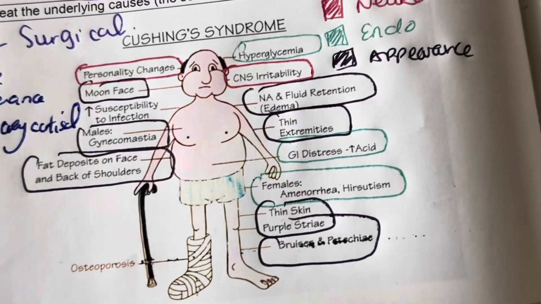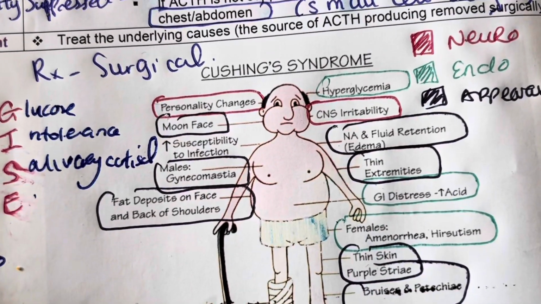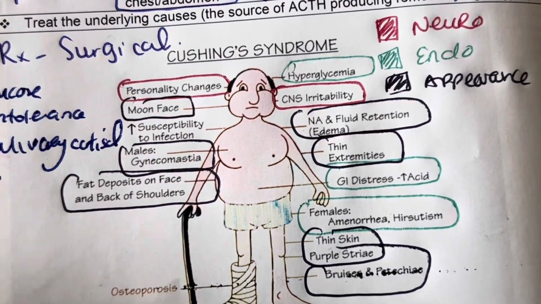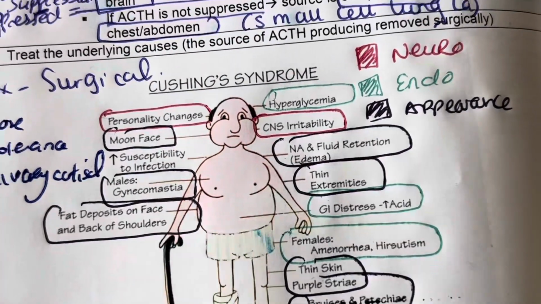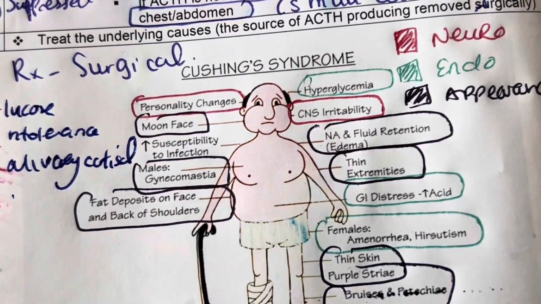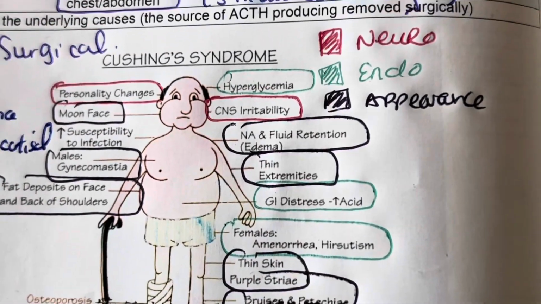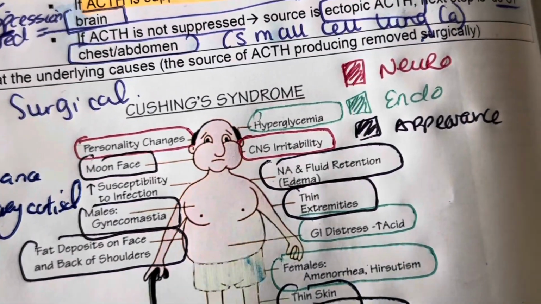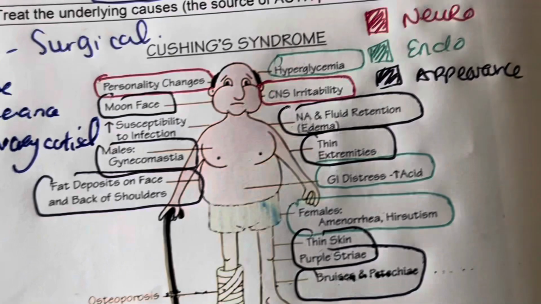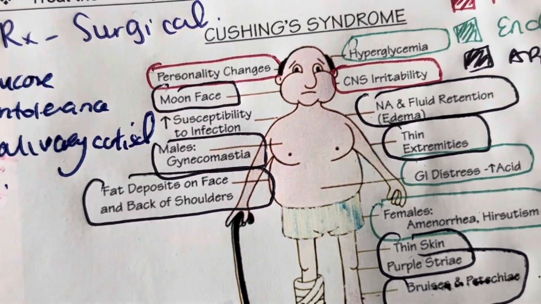And this is what someone with Cushing syndrome looks like. They'll have neurological symptoms like CNS irritability, personality changes. But their appearance, you'll see, is that of someone who has retained a lot of fluid and fat. So they'll have edema around the abdomen and the legs. They'll have central obesity. They'll have a buffalo hump and a fat pad. They'll have a moon face.